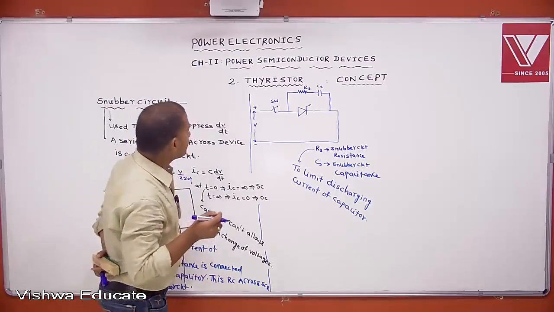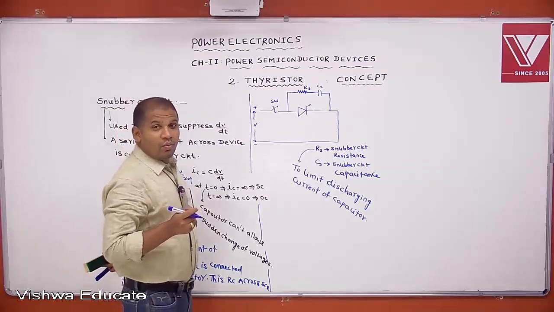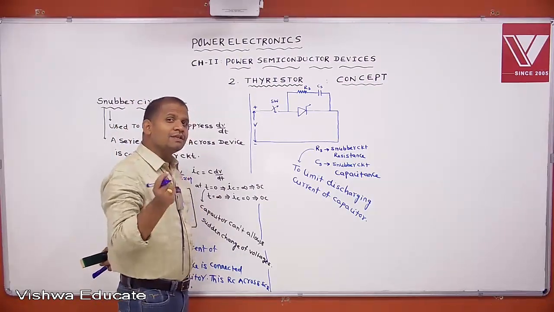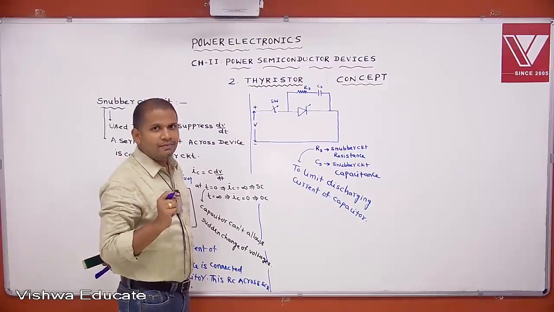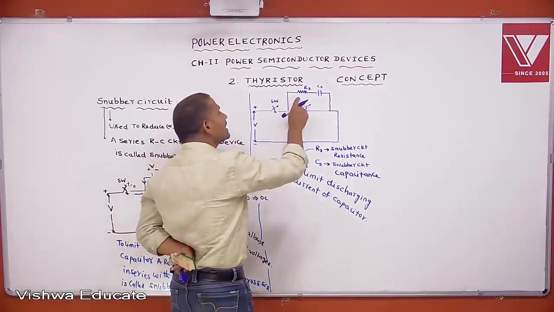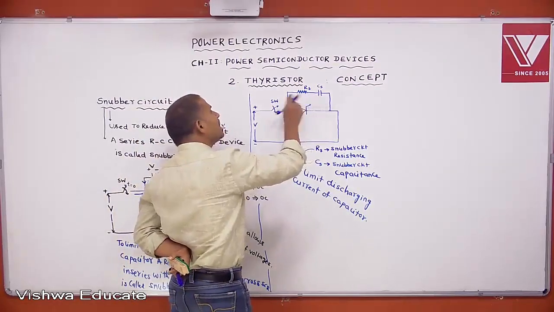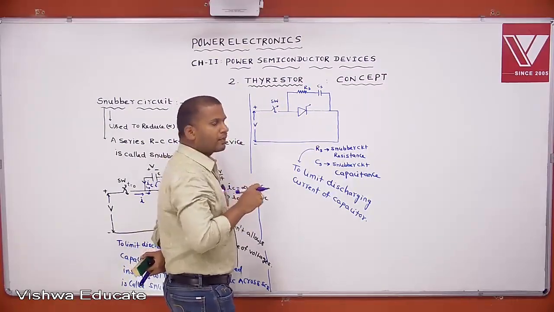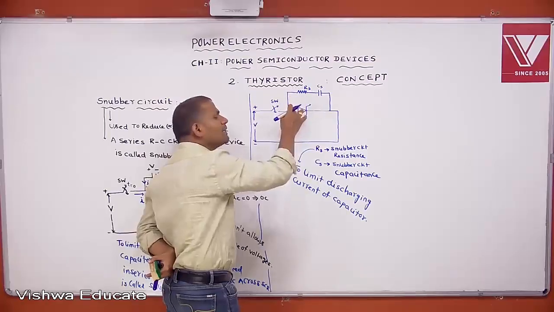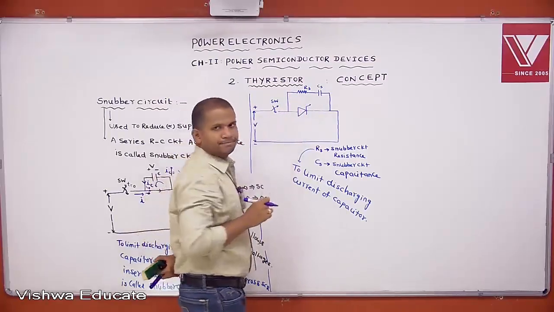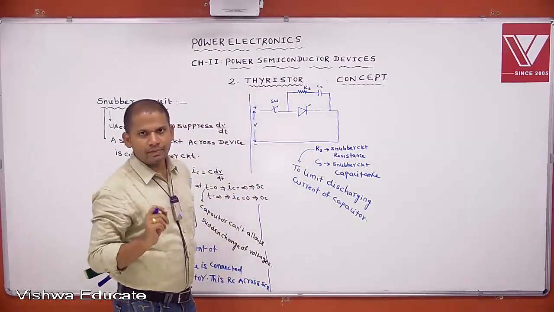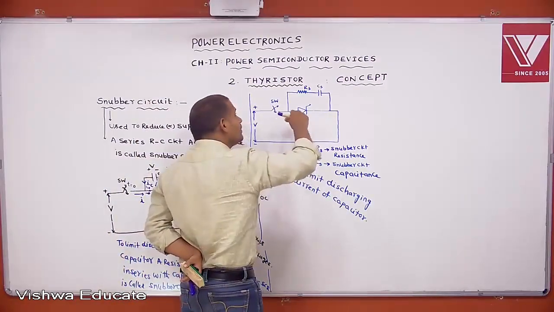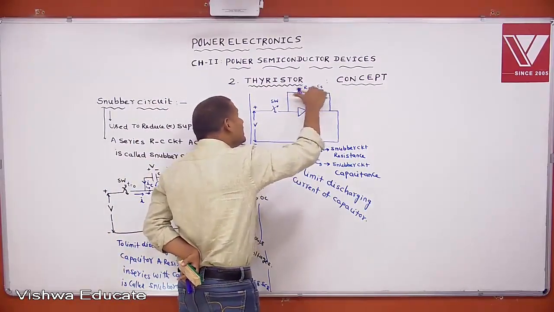Now tell, what is the purpose of using a resistance in series with the capacitor? A resistance is connected in series with the capacitor to limit the discharging current of the capacitor whenever the thyristor is triggered. Clear? Now tell, actually when is this resistance required?